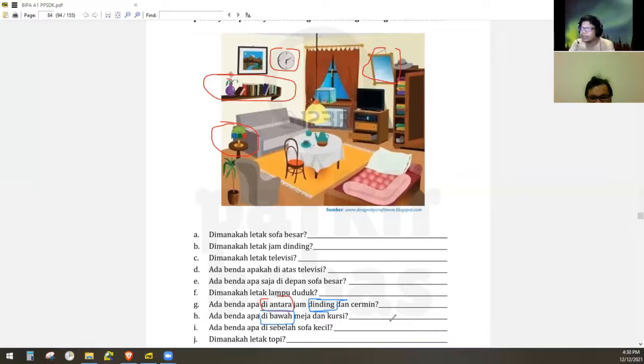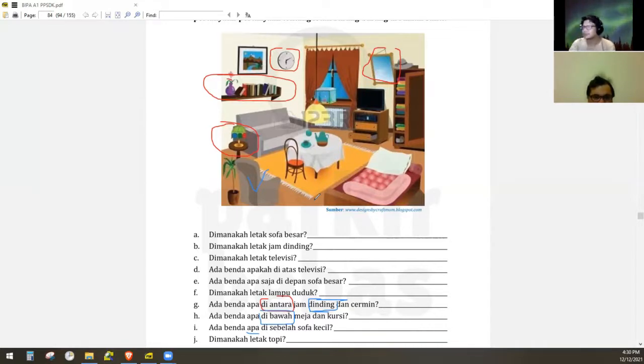Okay, question I. Ada benda apa di sebelah sofa kecil? One more time, this is apa? Ada benda apa? Ada benda apa di sebelah sofa kecil? Which sofa kecil is this one, right? This is sofa kecil.